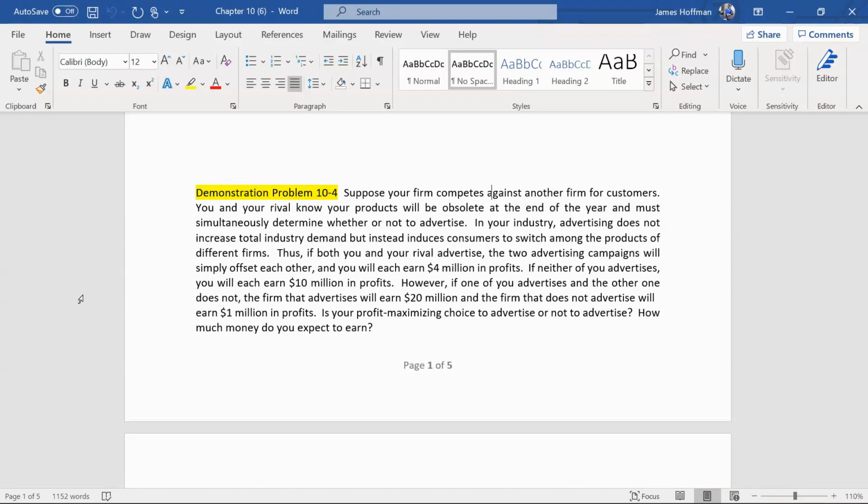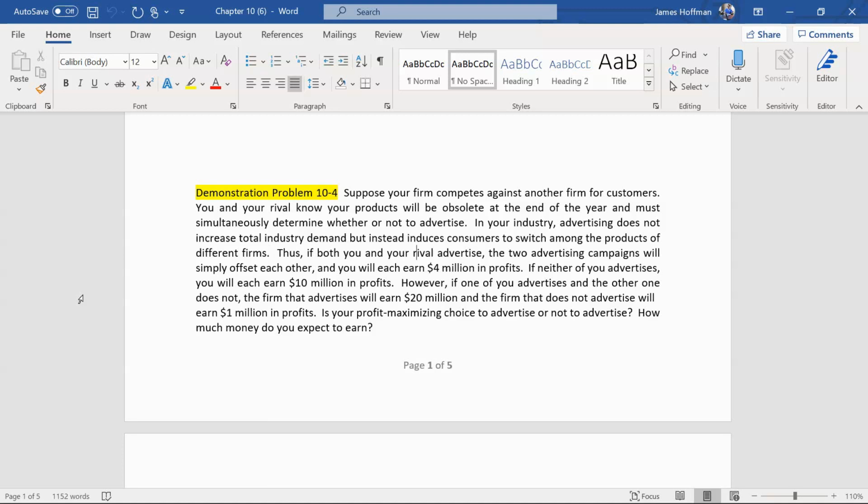Suppose your firm competes against another firm for customers. You and your rival know your products will be obsolete at the end of the year and must simultaneously determine whether or not to advertise. In your industry, advertising doesn't increase total demand, but instead induces customers to switch among the products of different firms. So the demand is set by a certain number of customers, and advertising just takes customers away from the other firm and to yours. You're fighting over the same pool of customers.